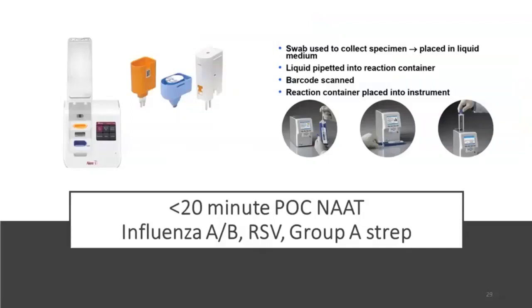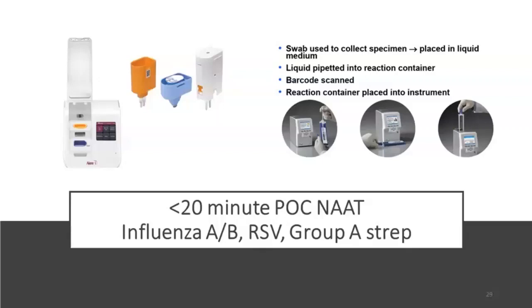So I think you have to have an index of suspicion that the patient has influenza or RSV or group A strep, and then order the test appropriately so that you optimize its value. Otherwise, if you use this test in a low-risk situation, you may get some false positives.